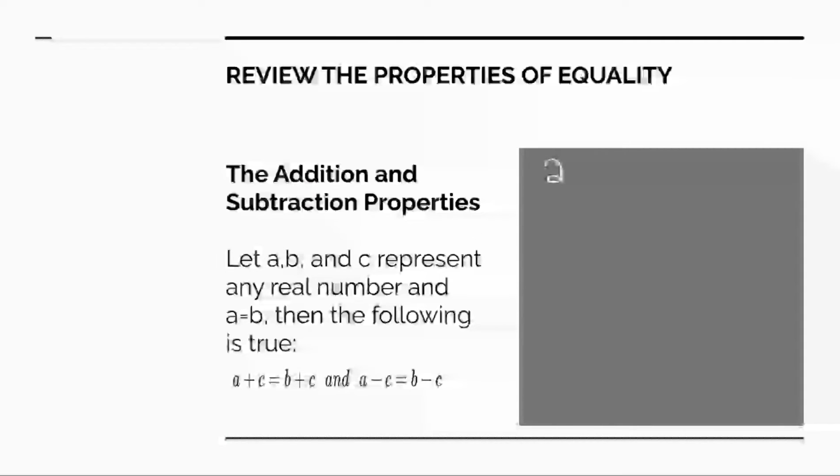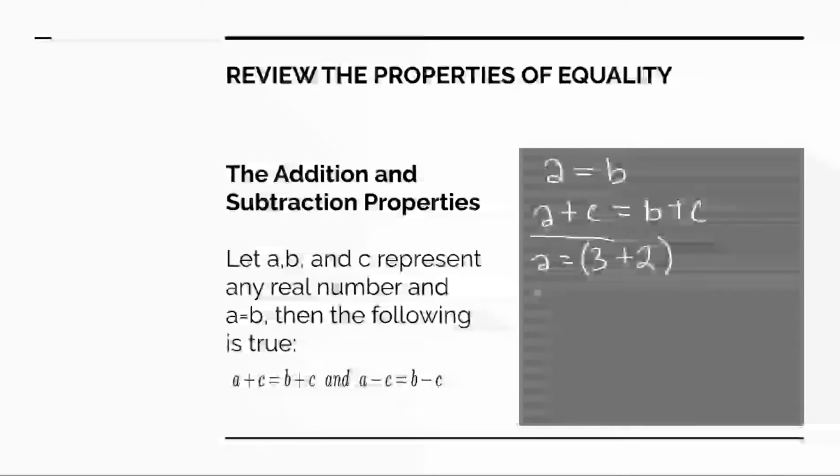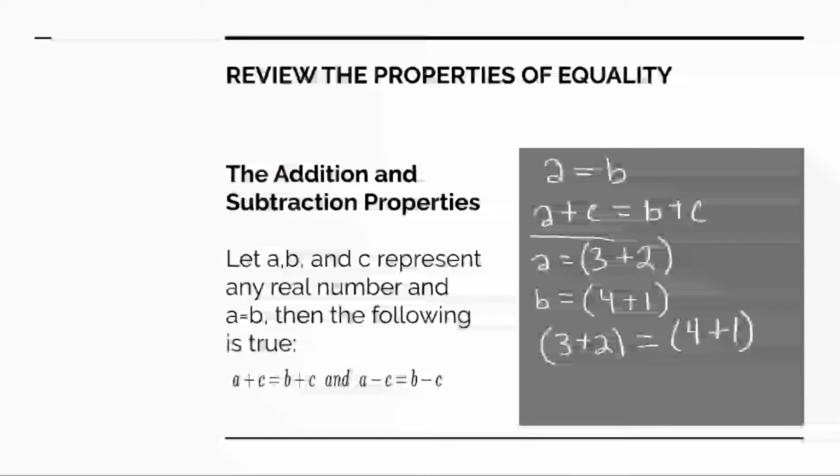For the addition property, we're given A is equal to B. If A is equal to B, then if we add C to both sides, we still have an equality. So let's let A equal 3 plus 2, in parentheses. And let's have B equal 4 plus 1, in parentheses. It is true that if we set these equal to each other, 3 plus 2 equals 4 plus 1. This is equality.